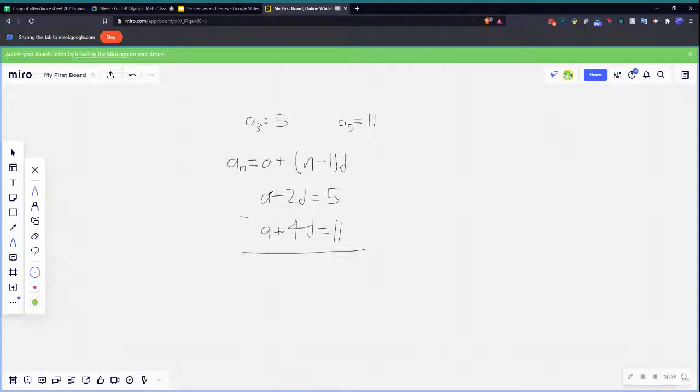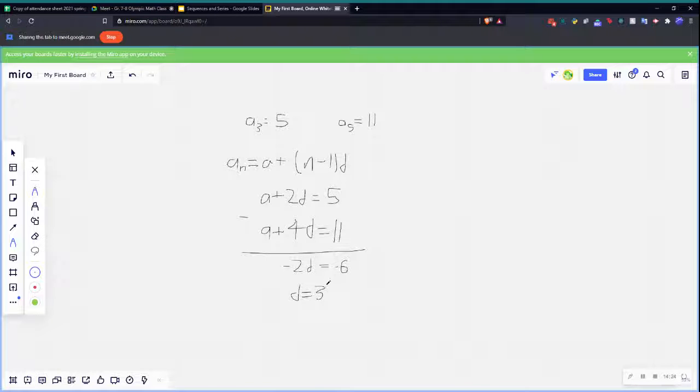So the easiest thing we can do right here is subtract both of them to get rid of a. So a would be gone. And then subtracting 4d from 2d will give you negative 2d. If you use 5 minus 11, that will give you negative 6. So that will leave you with, if you divide both sides by negative 2, d is equal to 3.